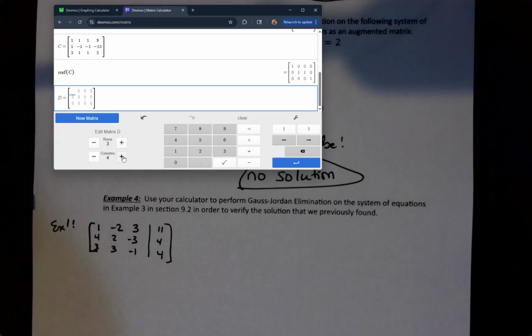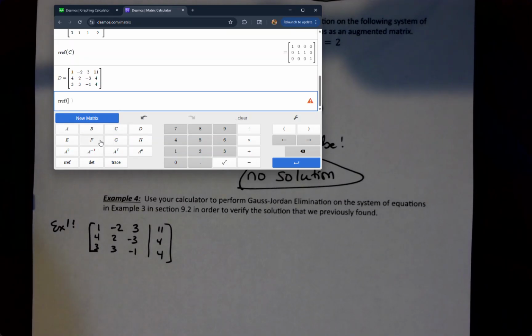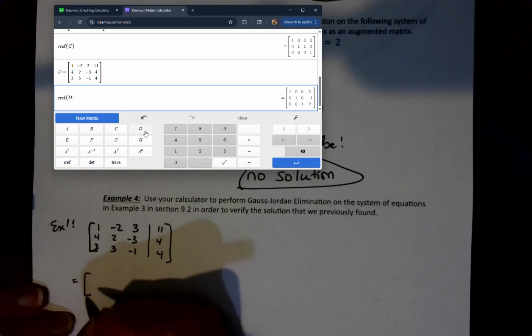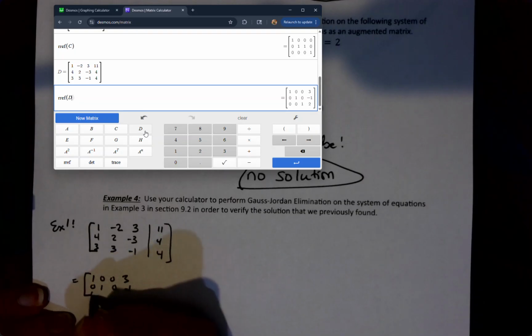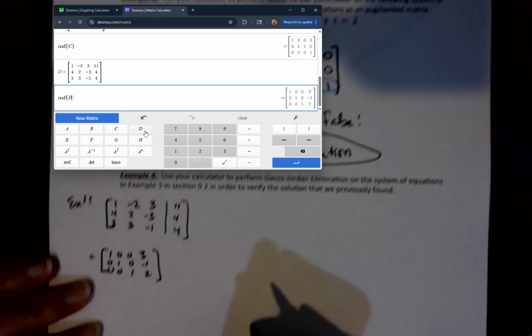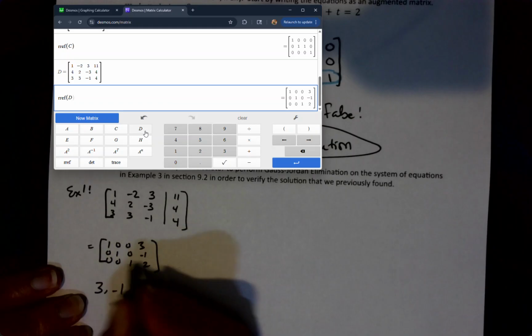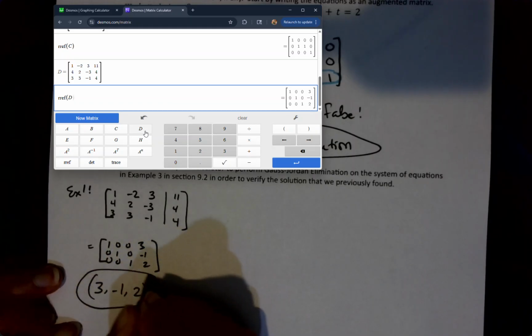New matrix. 1, -2, 3, 11. 4, 2, -3, 4, and 3, 3, -1, 4. This matrix is called D, so we'll do row reduced form of D. 1, 0, 0, 3, 0, 1, 0, -1, 0, 0, 1, 2. This gives us the solution that the x value is 3, the y value is -1, the z value is 2.